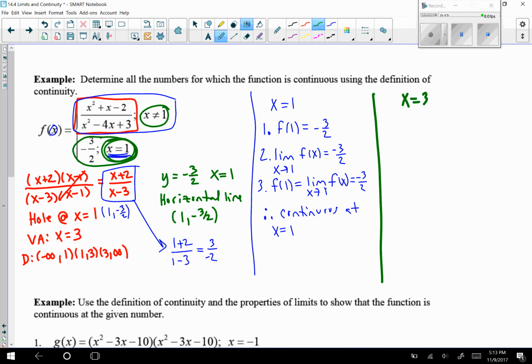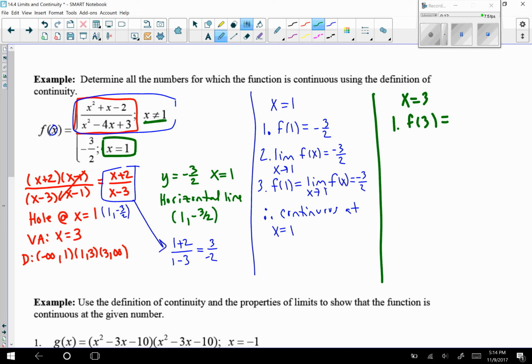So for an x value of 3, we want to do the same thing. First I want to look at f of 3 and what it is equal to. For f of 3, we would actually be using this top equation, and the reason we're using the top equation is because this is only for x values not equal to 1, and this is for only the x values equal to 1.